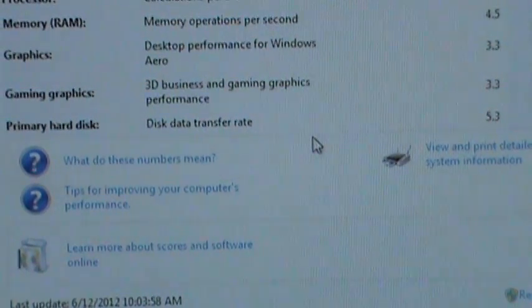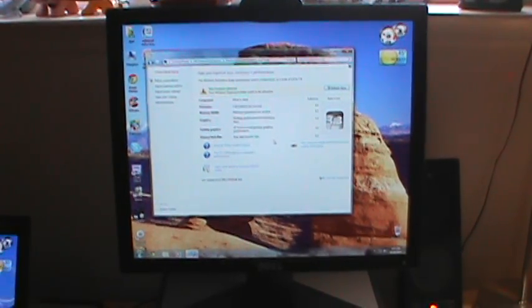So, yeah, I'm going to upgrade the score. But anyway, that's the end of this video. That was the Dell Optiplex GX620 RAM upgrade.